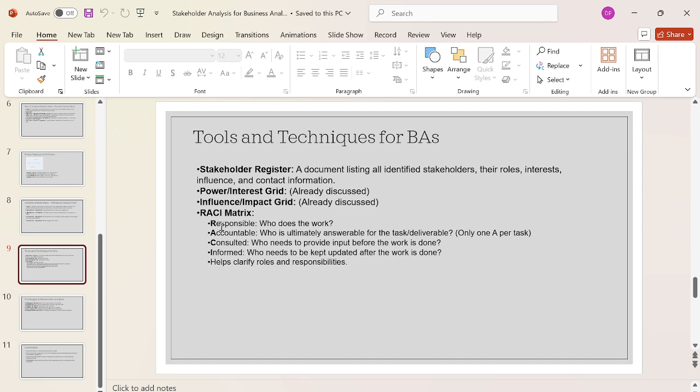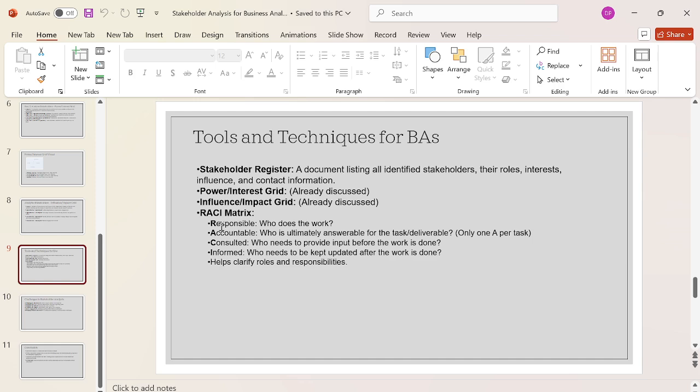These are the accountable persons, who are answerable to deliver the task. And the consulted person is the one who needs to provide input before the work is done, like a delivery manager. We need to provide the progress of the project, or while we are doing the production environment deployment, we need to update them, like a project manager.